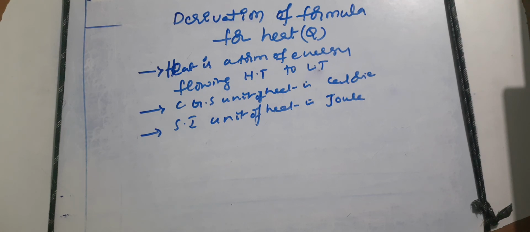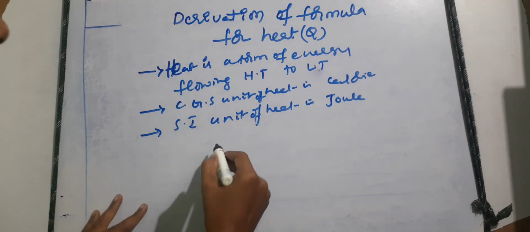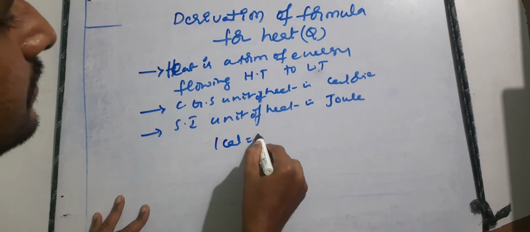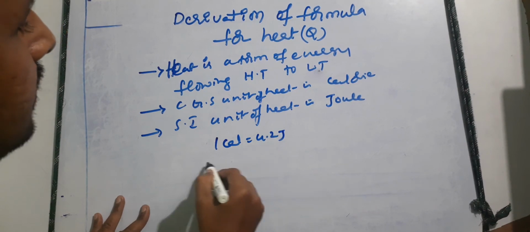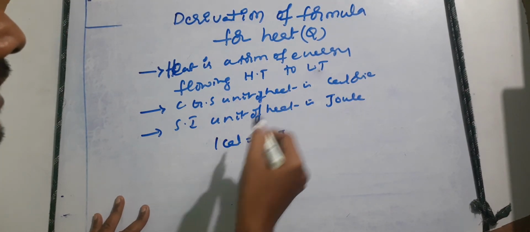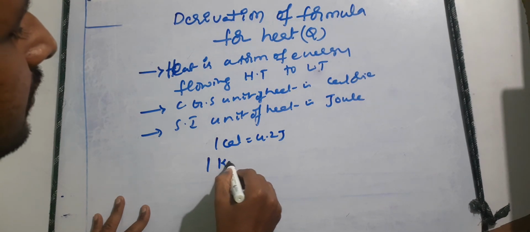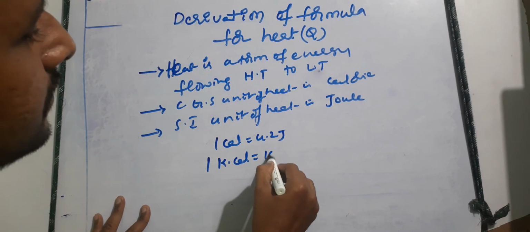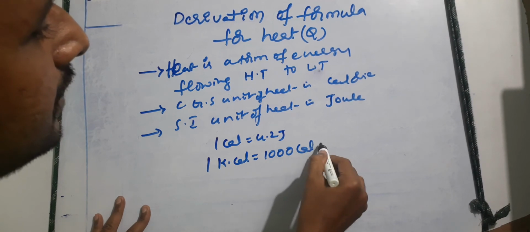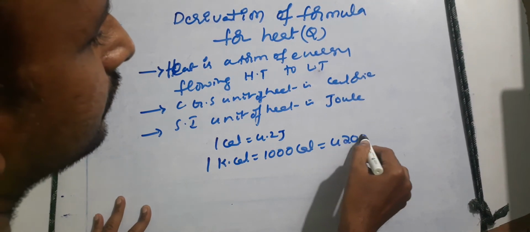So units for measuring heat energy, we use calories and joules. So 1 calorie is equal to 4.2 joules. And for measuring large amounts of heat energy, we have units like kilocalories. 1 kilocalorie is equal to 1000 calories, which is equal to 4200 joules.